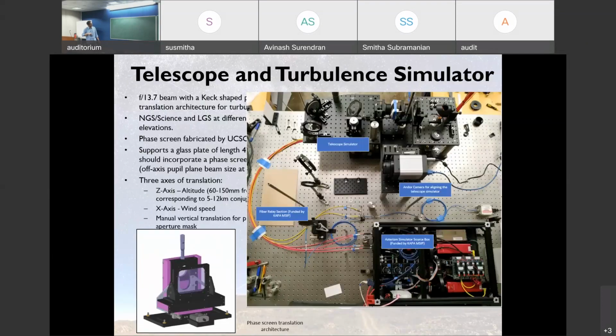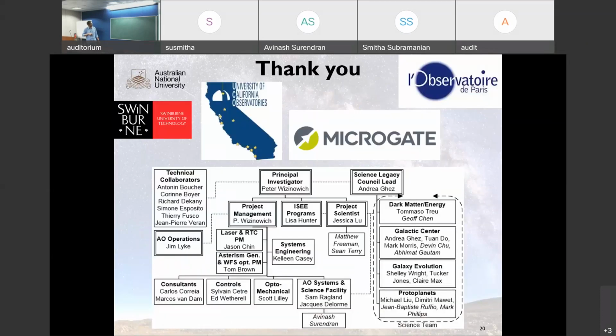I primarily worked on the daytime calibration part, and I am leading a team from Australian National University, Swinburne University, and Paris Observatory in creating the laser tomography system. I'm contributing the algorithms from my side, and they are the ones who built the RTC, the real-time control system. They are the ones incorporating the RTC according to our requirements into the Keck AO system. So, yep.